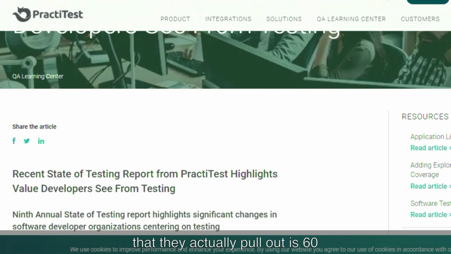And some key findings that they actually pull out is 60% of respondents believe that DevOps and Agile processes lead to testing being more organized and stable. 2/3 reported the collaboration with developers is improving when applying DevOps processes, and more than half noted that they were having fewer serious bugs making it into production, while 1/3 reported that non-testers are involved in testing activities.